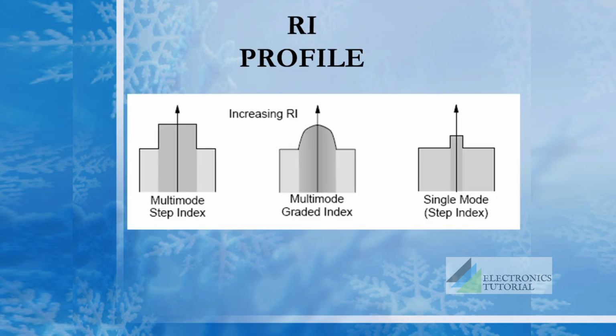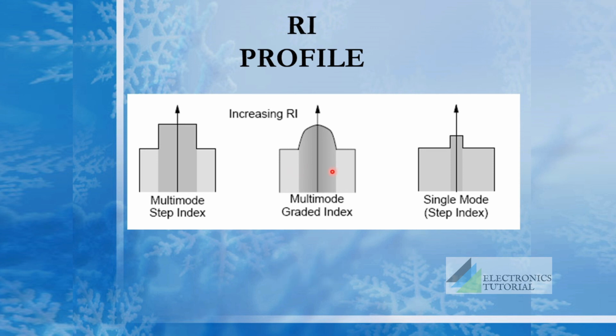The comparative study of these three types of fibers can be done on the basis of the RI profile, or refractive index profile. This shows the RI profile of a multimode step index fiber. The y-axis represents the RI value. This shows the cladding diameter and this will be the core diameter. We know the refractive index of the core will be higher than that of the cladding. Usually, the cladding space will be made of pure silica, and to make the core refractive index higher, the silica will be doped with germanium dioxide.